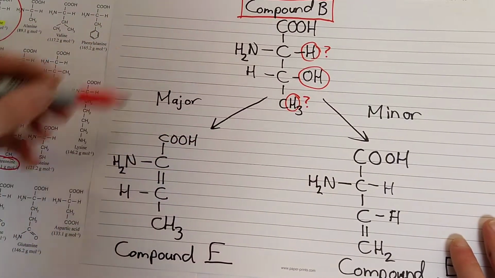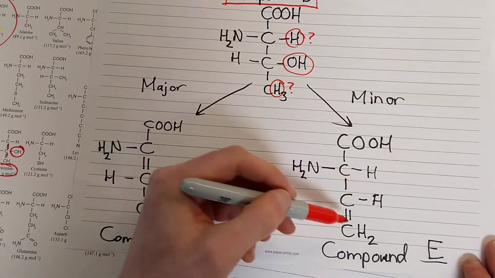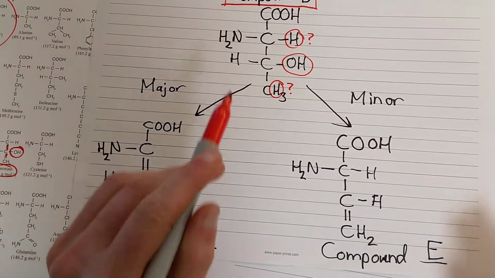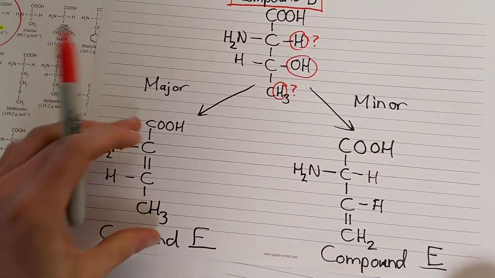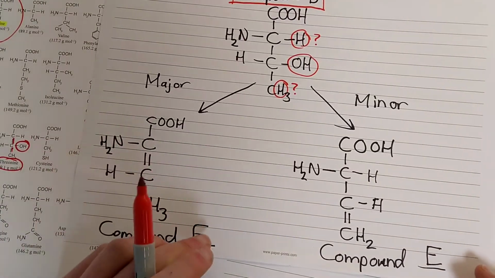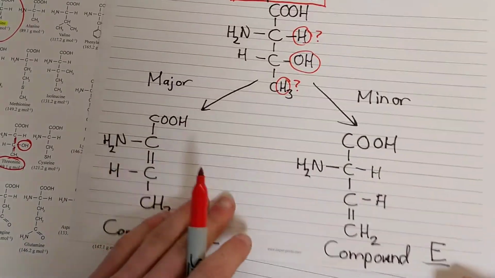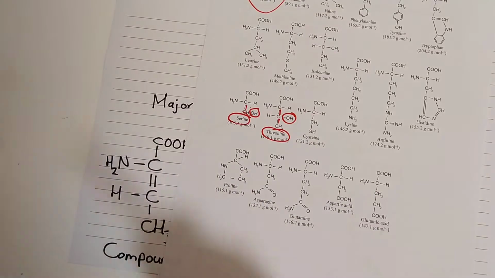So compound F is this structure right here. Compound E is this structure right here, where the double bond has formed between these 2 carbons. Okay, so we've just identified compound B, as well as the 2 products formed, one major, one minor, when it undergoes an elimination reaction. It's also a dehydration reaction when it reacts with concentrated sulfuric acid. Okay, so let's identify compound B on the sheet, and we'll move on.